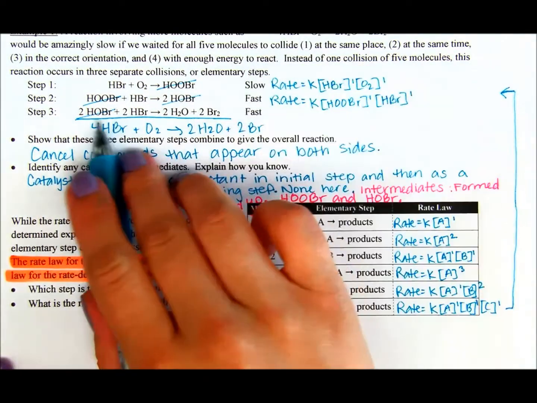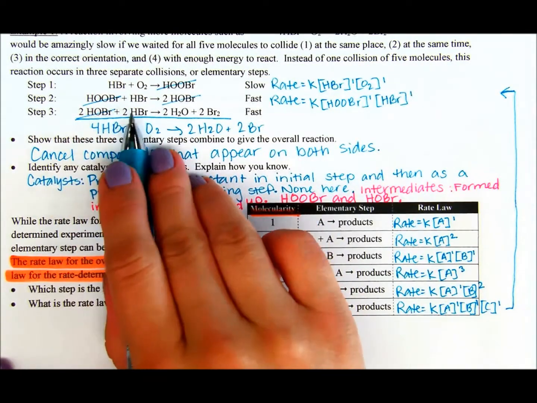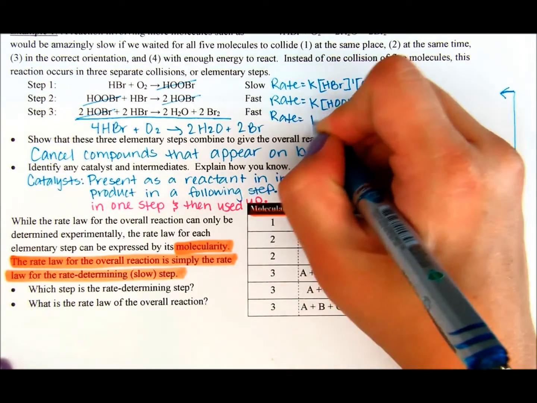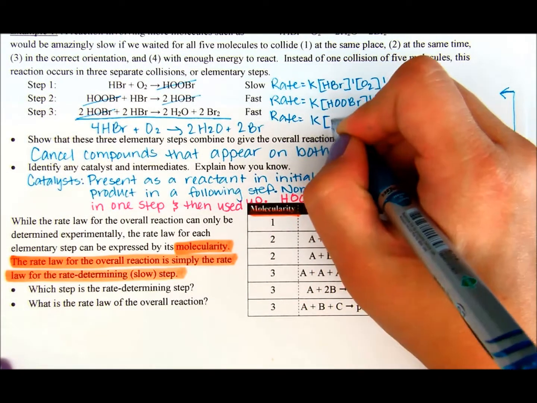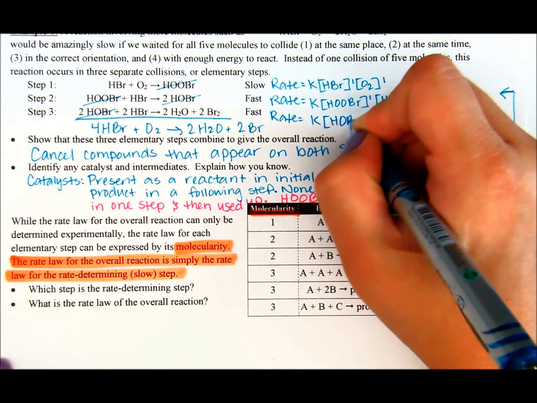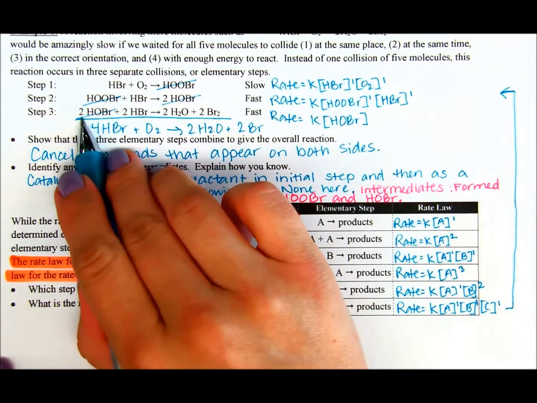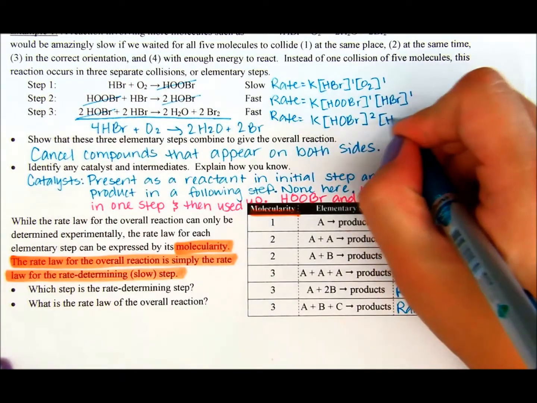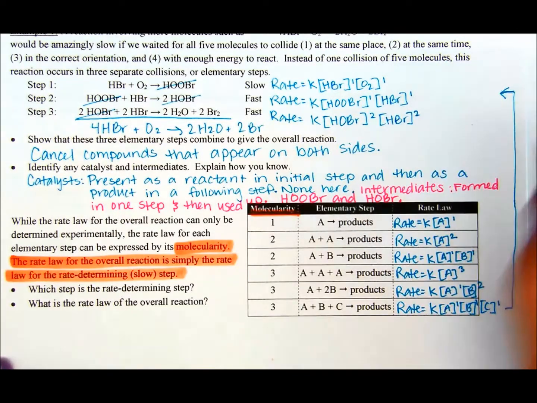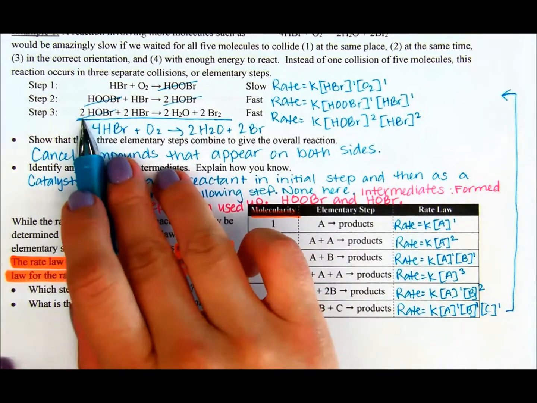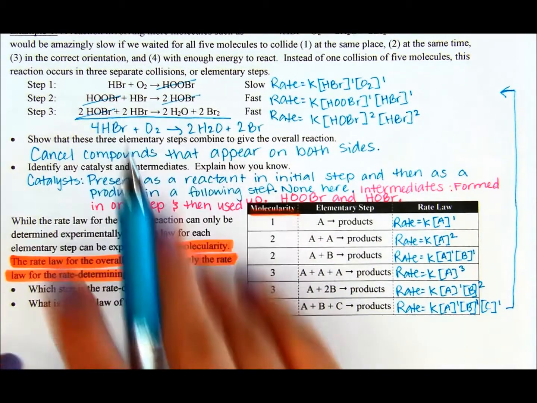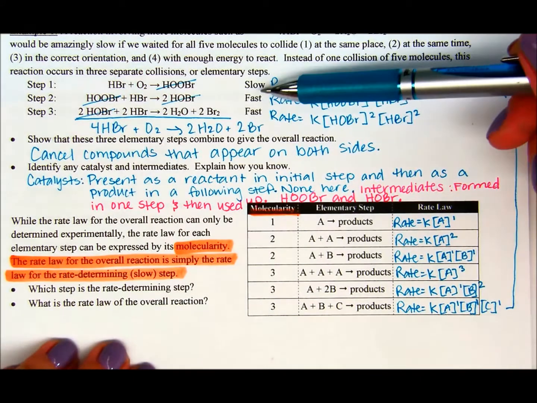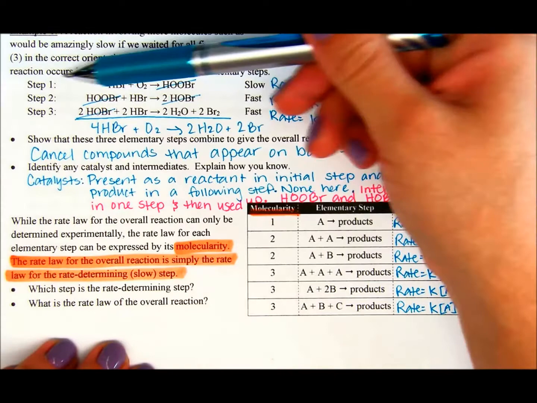Finally, the last one, our molecularity is 1, 2, 3, 4. So these need to add up to 4. So rate equals k, HOBr, and there's 2 of them, so squared, times HBr, and there's 2 of them, so squared. So 2 plus 2 is 4, molecularity here is 4. Okay, so which step is the rate determining step? Well, it's the slowest one. Oh, slow, step 1.